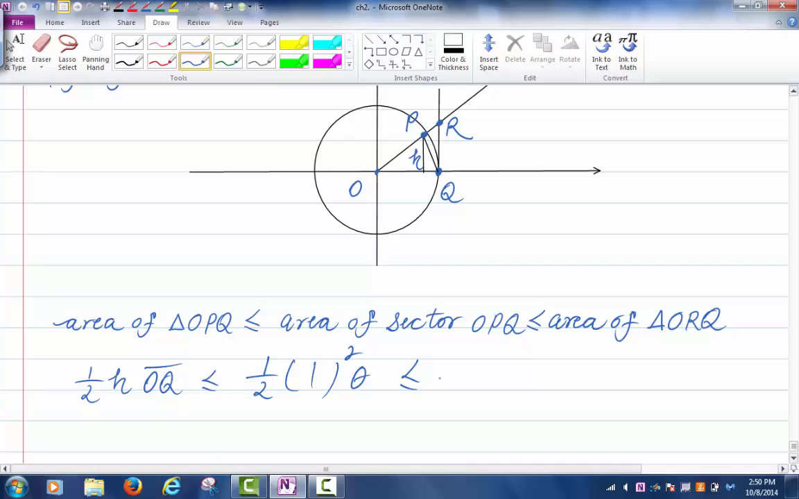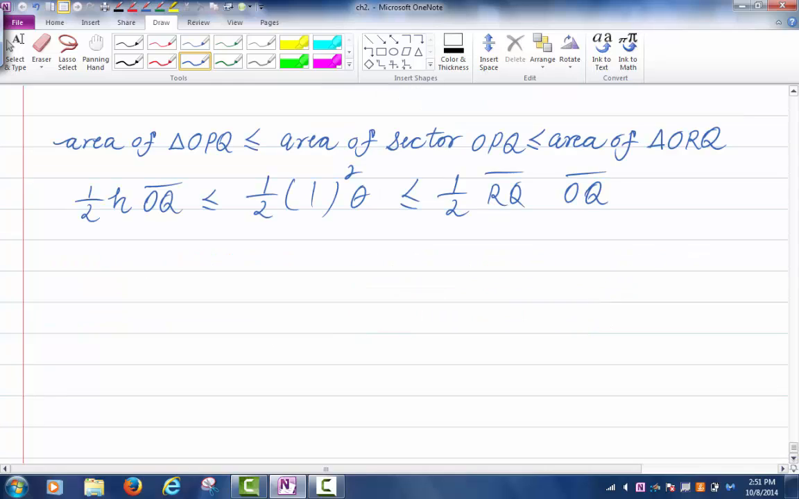And what's the area of ORQ? The area of ORQ is the length of RQ multiplied by the length of OQ, right? Is everybody okay with that? You guys are all okay with that? Give me just 1 minute here.